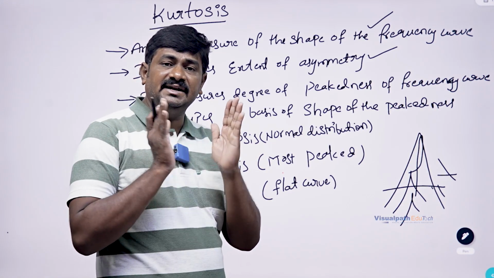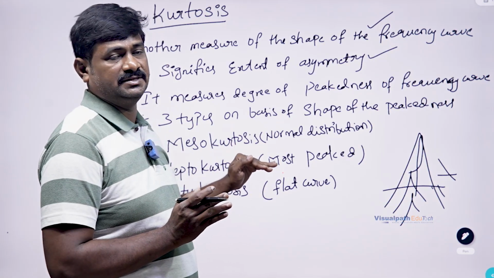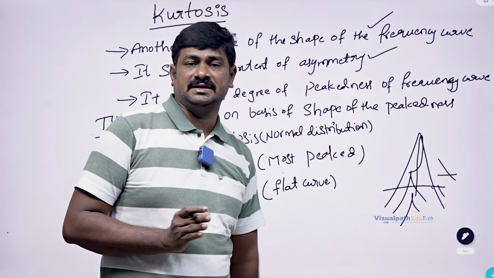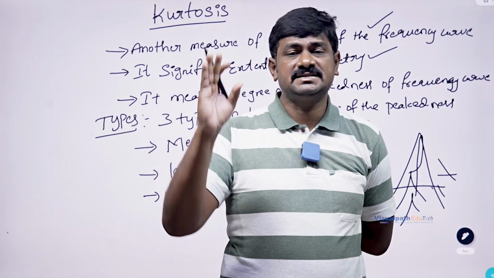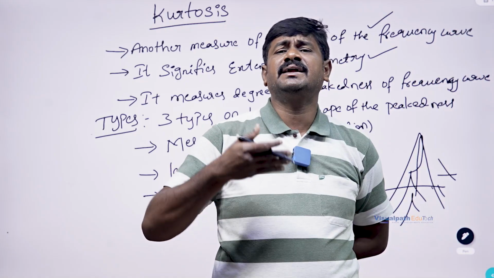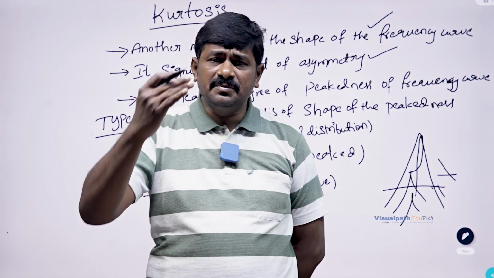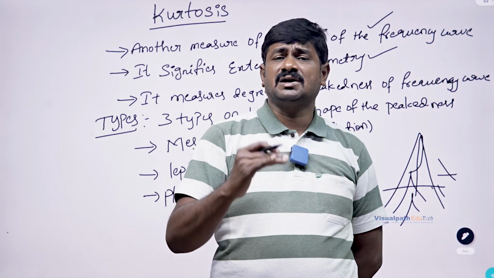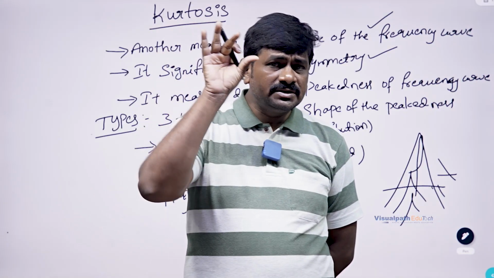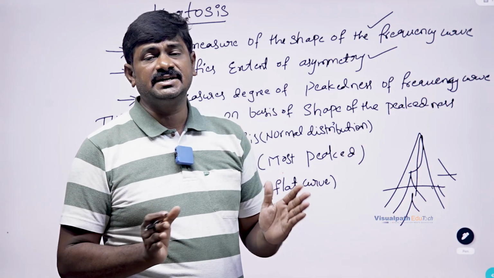Next, types. We are going to measure with the help of three types of kurtosis, on the basis of the shape of the peakedness. All distributions may not have the same curve. Different distributions will give different frequency distribution curves. Some curves may be very much peaked, some less peaked, and some may be flatter along the axis. So according to the peakedness of the curve, we divide kurtosis into three types.